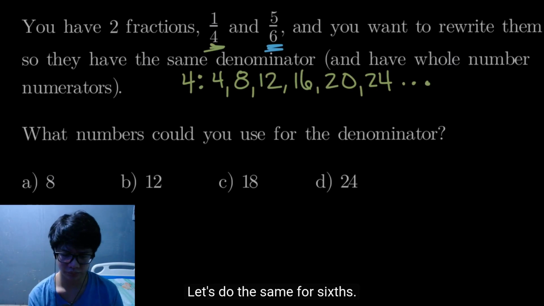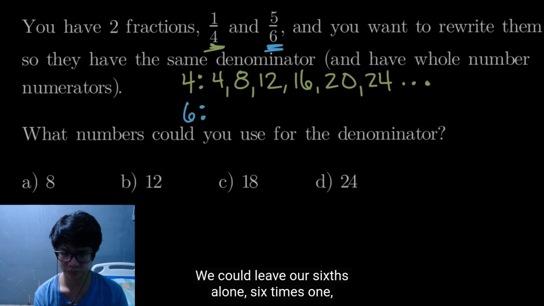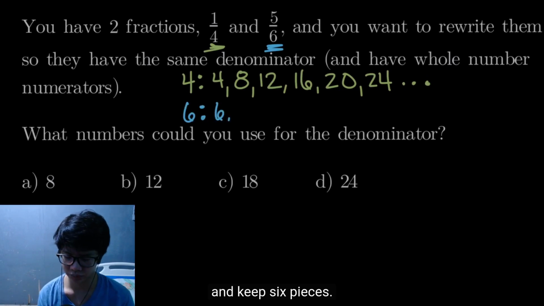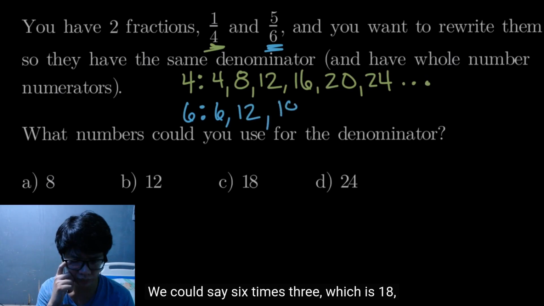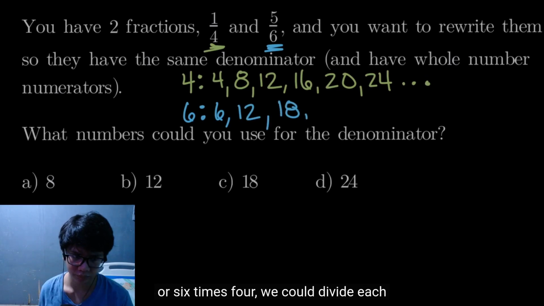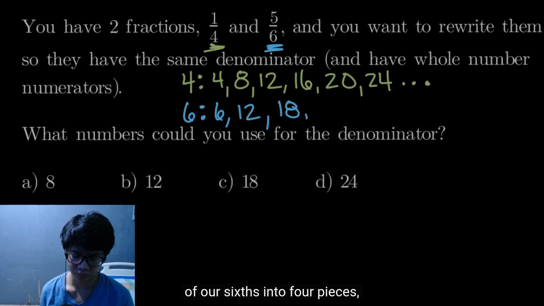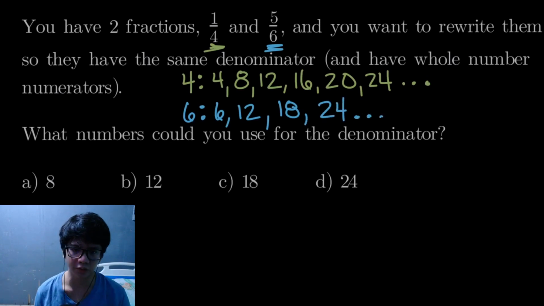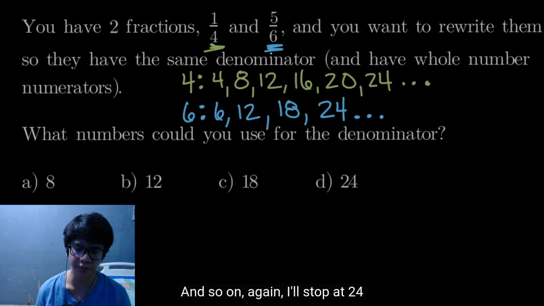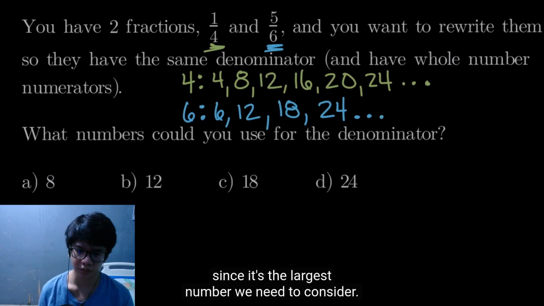Let's do the same for 6. We could leave our sixths alone, 6 times 1, and keep 6 pieces. Or we could double our 6. 6 times 2 would be 12. If we doubled the pieces, we would have 12 pieces. We could say 6 times 3, which is 18. Or 6 times 4, we could divide each of our sixths into 4 pieces, and we'd have 6 times 4, which is 24. So 12, 18, 24, and so on. Again, we stop at 24 since it's the largest number we need to consider.